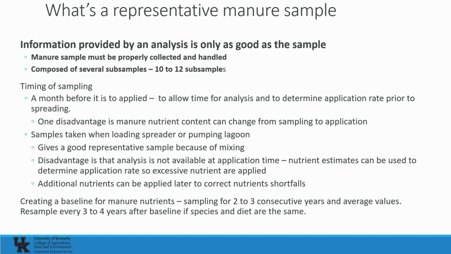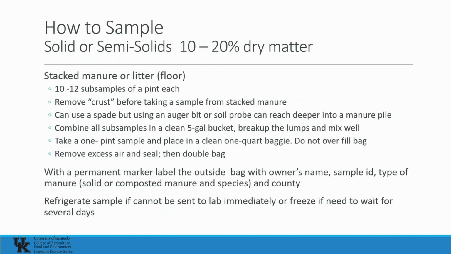So two different types of manures: we have liquids and we have solids. I'm going to jump in here and talk about solids or semi-solids. Generally, these are manures that are 10 to 20% dry matter. First we're going to talk about a stacked manure or litter on the floor. Basically, we're going to take 10 or 12 subsamples, about a pint each. It doesn't have to be an exact measurement. It just has to be representative from that area.